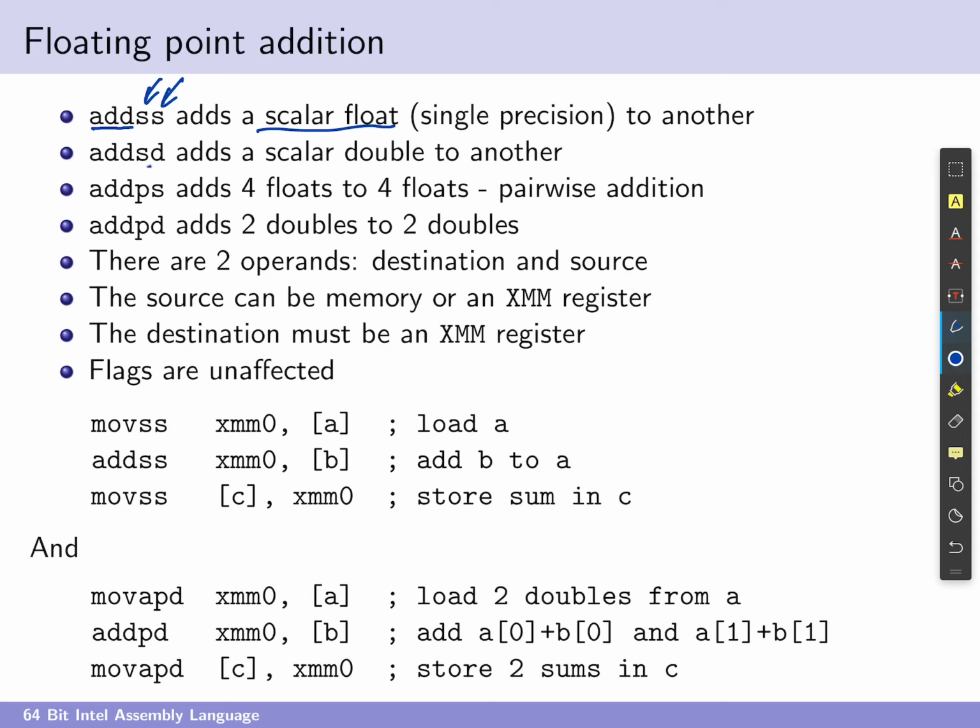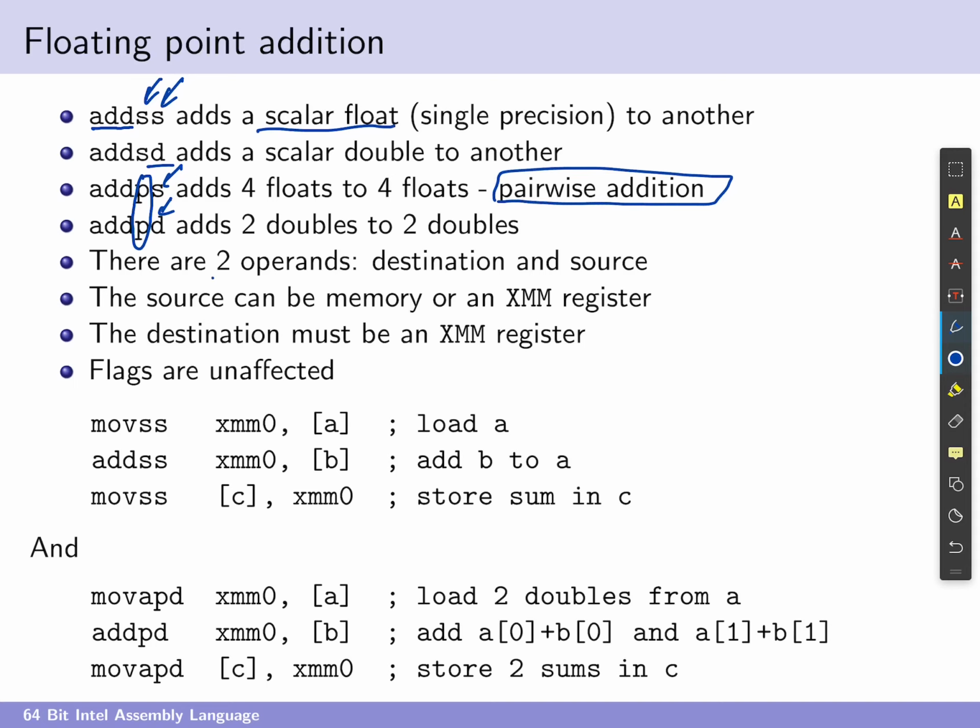If I have a D at the end, it will add a scalar double to another scalar double. If we use the packed versions of the operations, we add 4 floats to 4 floats in the case of working with singles. And in the case of doubles, we will add 2 doubles to 2 doubles. And this addition happens in a pairwise fashion, which you'll see in this example at the bottom.